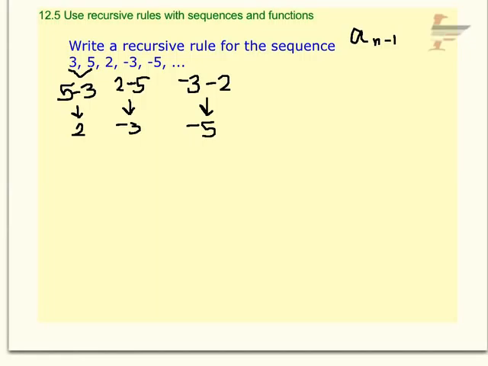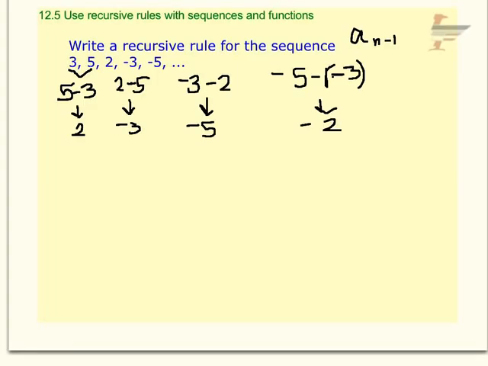If you needed the next term, you know that negative 5 minus negative 3, oops, I need to underline that, negative 5 minus a negative 3 would be negative 2. So you get the idea. So basically the pattern is you're taking each term minus its previous to get the term that follows it.